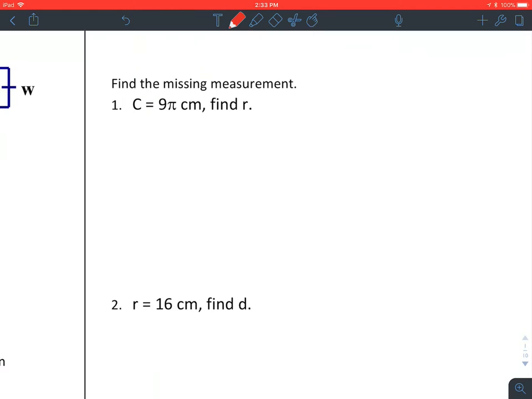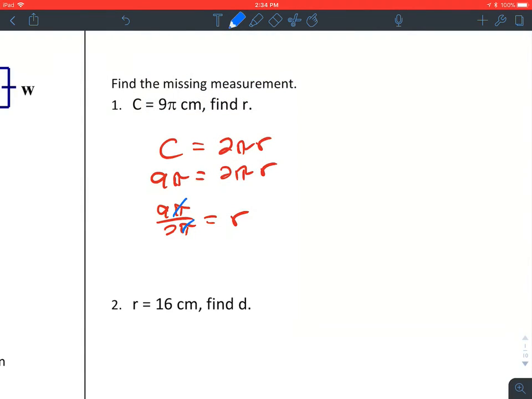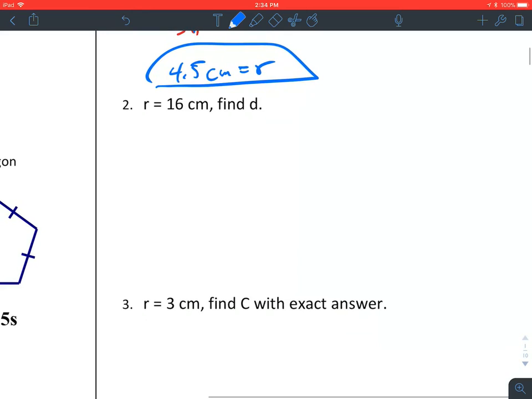Number 1, find the missing measurement. We are told the circumference is 9 pi. So we're going to write the equation for circumference, which is 2 times pi times r. I replace c with 9 pi. To get r by itself, I divide both sides by 2 pi. Pi's cancel. 9 divided by 2 is 4.5. Our units are centimeters. The radius is 4.5 centimeters.